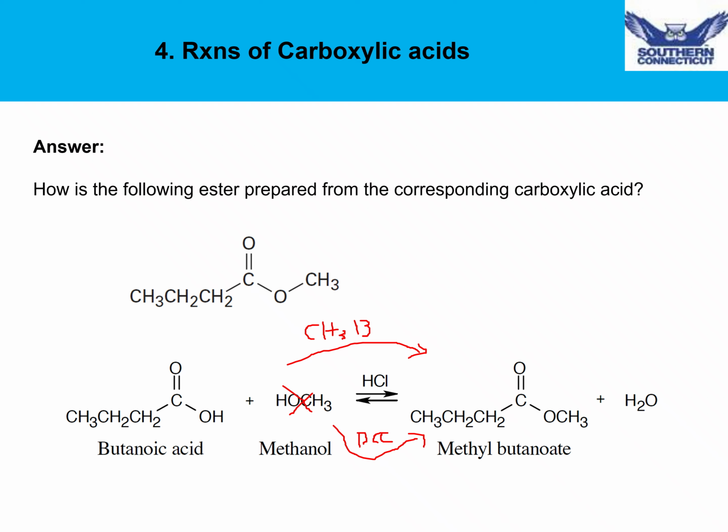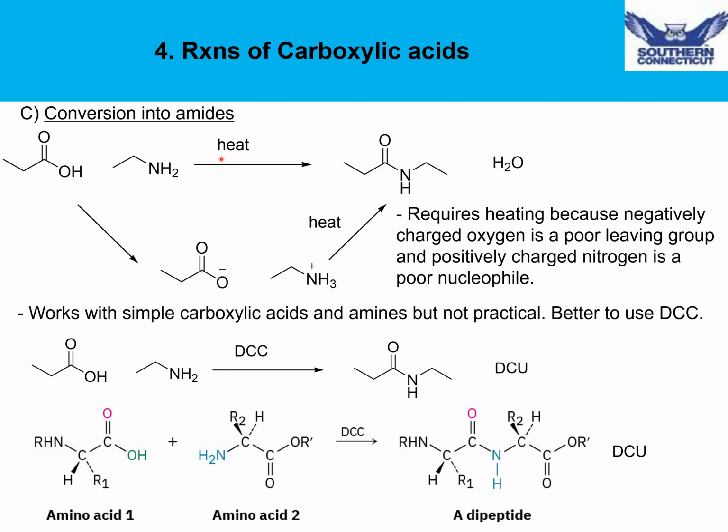Now, the reason why this reaction is relatively slow and the reason we need to heat it is because when you mix an amine, which is basic, and a carboxylic acid, which is acidic, the first thing that's going to happen is the nitrogen will deprotonate the carboxylic acid, and you get these 2 byproducts, an acetate ion and an ammonium ion.